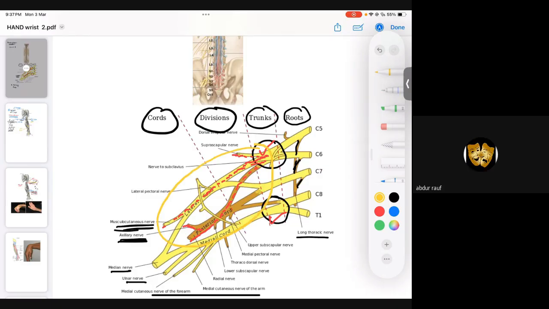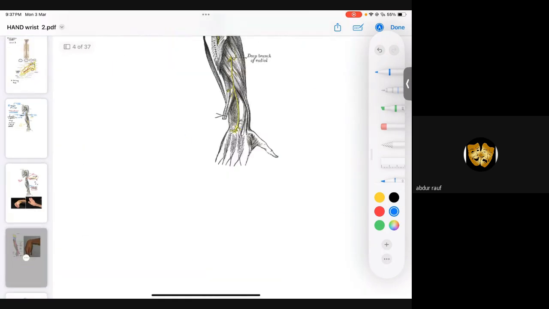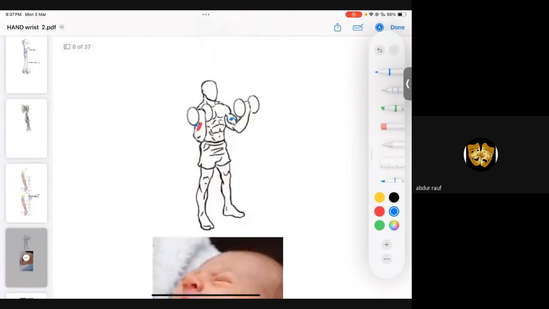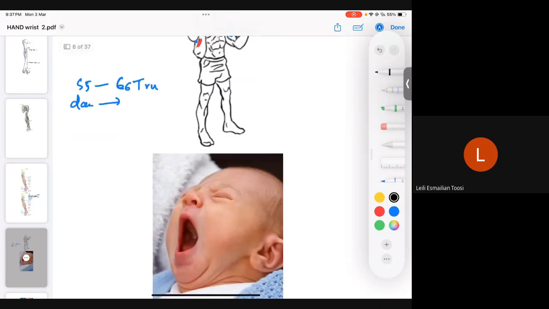If we have damage to this upper trunk, it means that the function of these nerves is going to be disrupted. Is that right? Okay, so C5 to C6 trunk damage, right? What happens? First of all, you guys should be aware of how we can have damage to the upper trunk. How can we have rupture of the upper trunk of your brachial plexus?